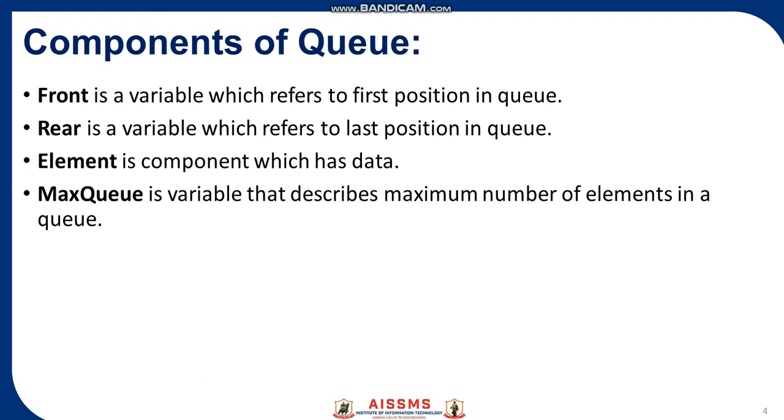These are some components of queue. First is front. Front is a variable which refers to the first position in the queue. Then rear is a variable which refers to the last position in the queue. So we can remove elements from the front side and add a new element from the rear side. What is meant by element? An element is just a component which has data.